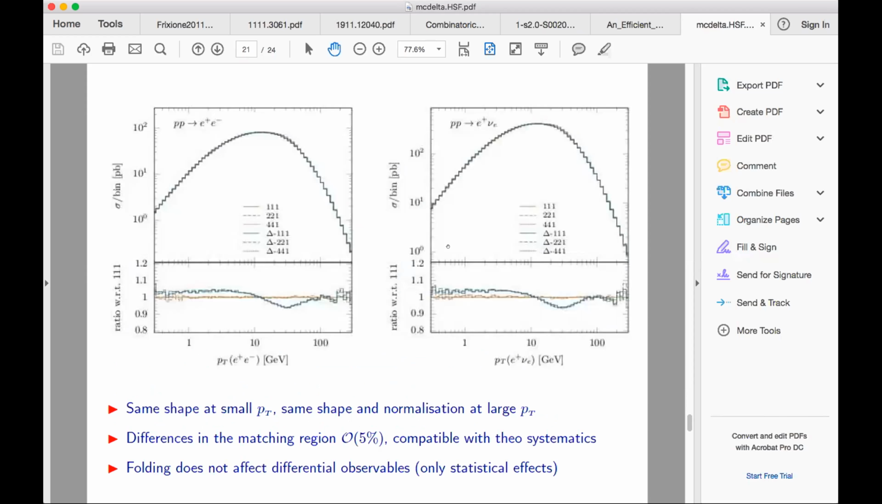For shapes, essentially you see what you expect, namely that in small PTs, this is for Dralian. At small PTs, the shapes are the same. At large PT, both shapes and rates are the same. The differences are in the intermediate regions, where you do expect them, because this is the region which is not really under control in any matching formalism. I mean, this is the matching uncertainty, essentially. So if you take any matching formalism and really assess the impact of the matching uncertainties, this is more or less the ballpark you get.